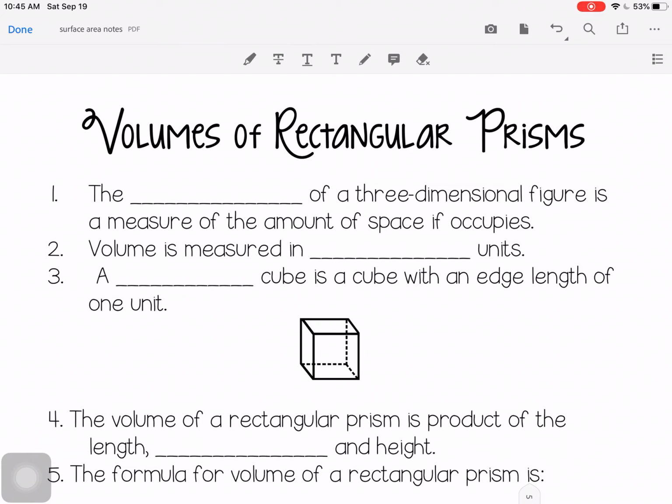Today's notes are on volumes of rectangular prisms. The volume of a three-dimensional figure is a measure of the amount of space it occupies. So this is the volume.